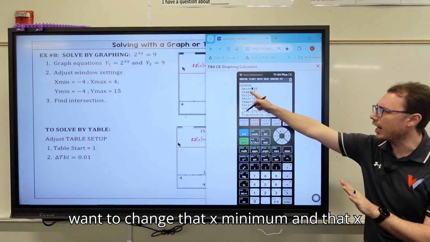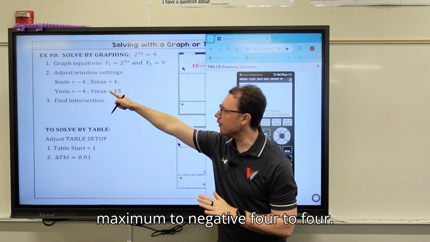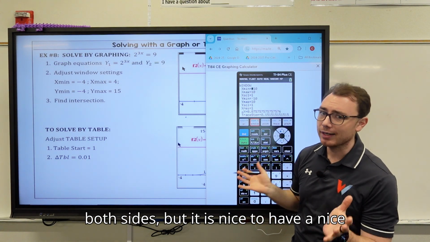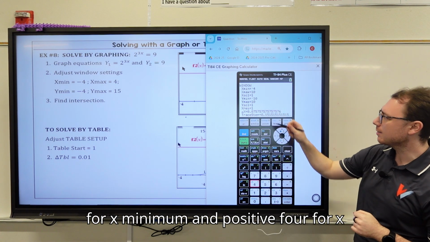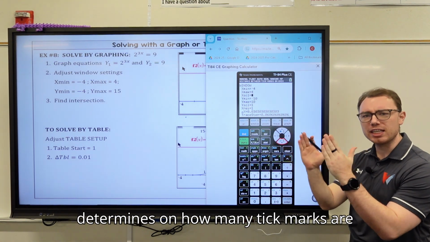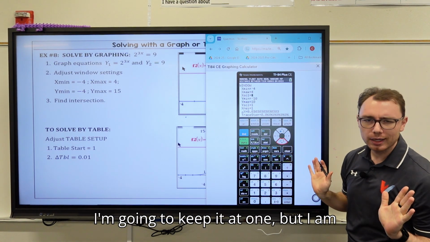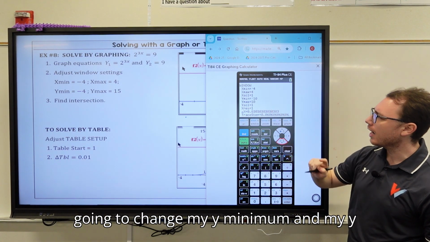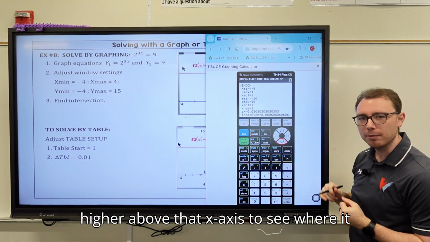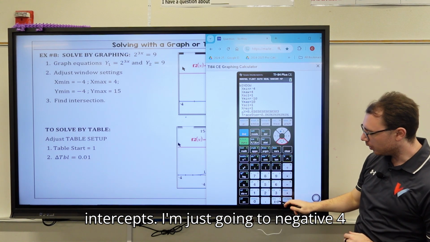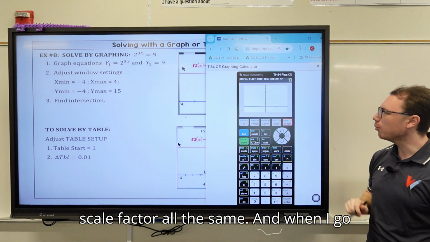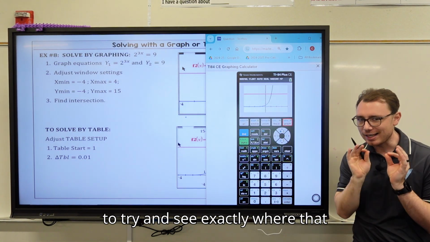For me, I want to change the x minimum and x maximum to -4 and 4. You don't always have to have it equal on both sides, but it is nice to have equal left and right. So -4 for x minimum and 4 for x maximum. The y scale just determines how many tick marks are going to be on the axis itself. I'm going to keep it at 1, but I am going to change my y minimum and y maximum to -4 and 15, because I want to look a little higher above the x-axis to see where it intercepts. I'm going to keep my scale factor all the same. And when I go back to my graph, it's a little nicer to see exactly where that intersection is.